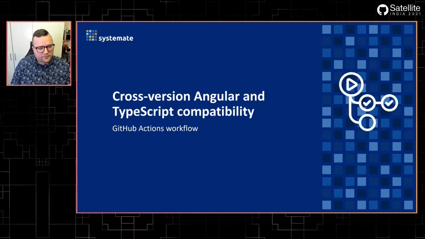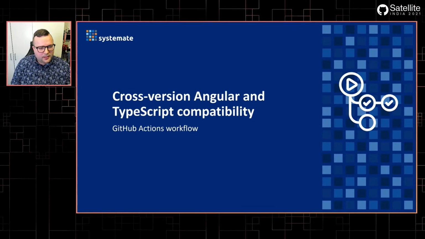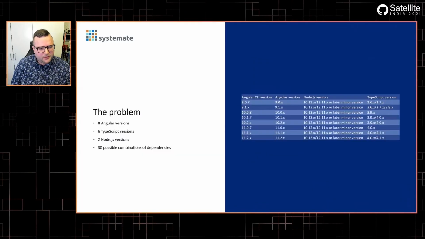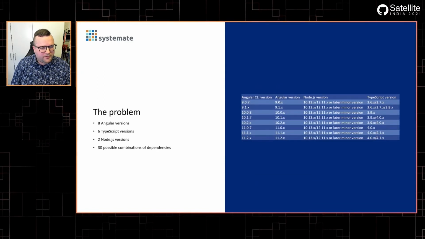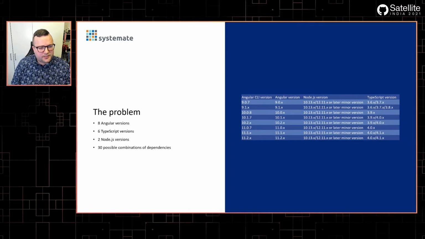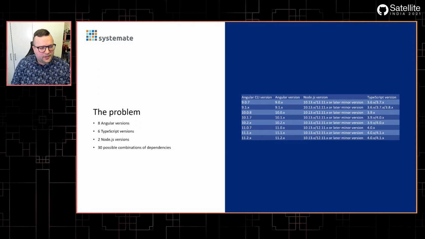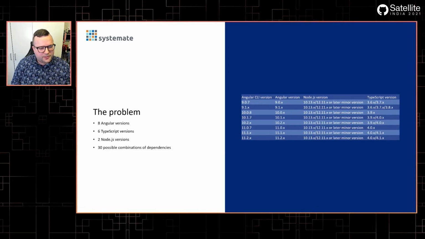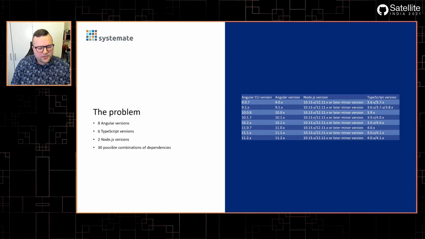So we wanted this cross-version compatibility with Angular, TypeScript, and related dependencies. So we looked for GitHub Actions to solve this problem. This is the problem we're trying to solve. As you can see here on the right-hand side, we have a compatibility matrix between Angular CLI, Angular, Node.js, and TypeScript. There's 8 different versions of Angular, supporting 6 versions of TypeScript, 2 major Node.js versions, and that's 30 possible combinations of dependencies. So how could we solve this?